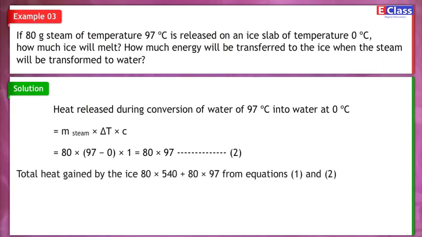Total heat gained by the ice, from equations 1 and 2, = 80 × 540 + 80 × 97 = 80 × (540 + 97) = 80 × 637 = 50960 cal.